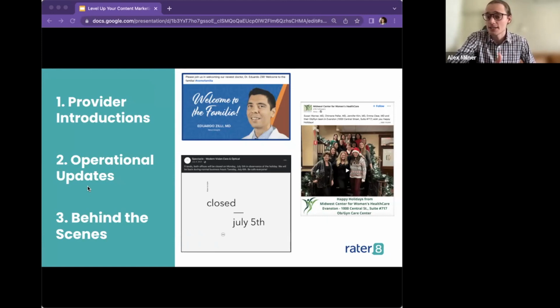These posts are going to highlight any changes in your practice, so updated hours or changes in available services. During COVID-19's peak pandemic, those, of course, were posts about changes in hours, mask mandates, vaccine availability, things like that. Now, in my example, it's the bottom left one. That is my local optometrist.